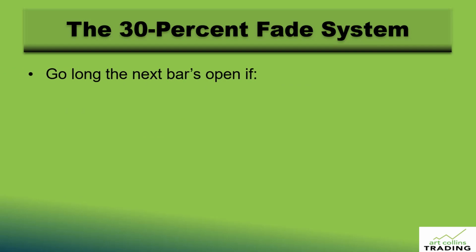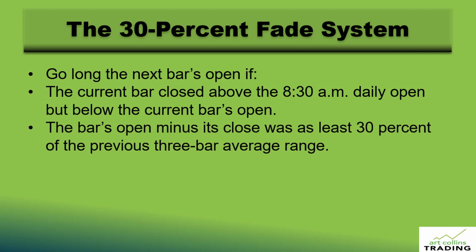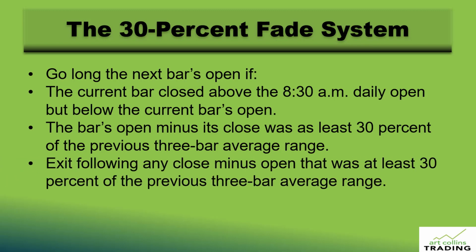So you go long if the current bar closed above the 8:30 a.m. daily open, but below the current bar's open. So it's a down bar from open to close, but the open to the close is at least 30% of the previous 3-bar average range. And you exit if it goes in the opposite direction, at least 30% of the previous 3-bar average range.